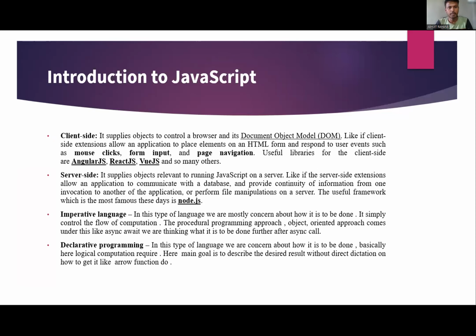Client side means it supplies objects to control browsers and the DOM, the Document Object Model. Client side extensions allow an application to place elements on an HTML form and respond to user events such as a mouse click. Multiple events we can use in JavaScript are mouse hover, mouse click, form input, and page navigation. Useful libraries for client side include AngularJS. There are multiple platforms of JavaScript like AngularJS, ReactJS, Vue.js, Passport.js. There are so many other JavaScript versions available on the client side.